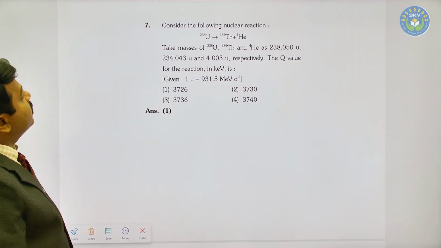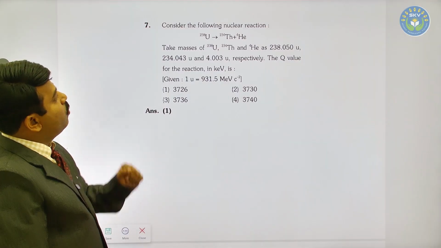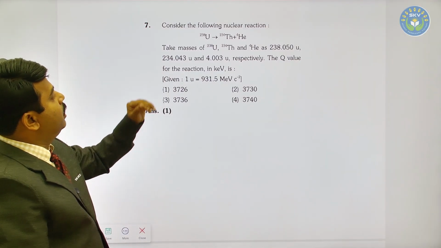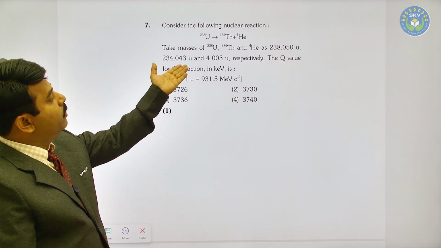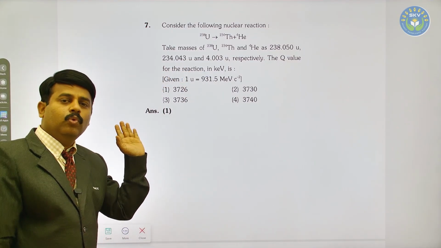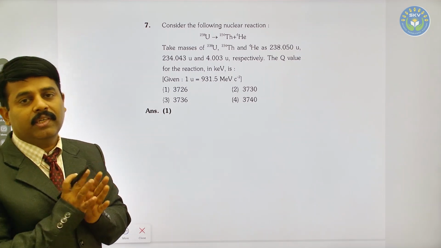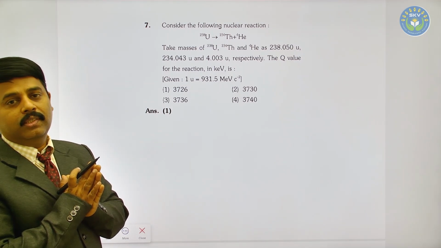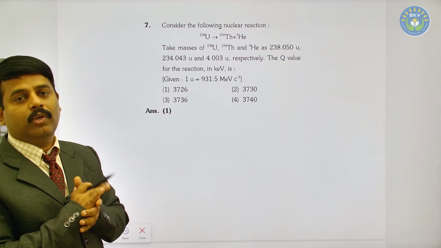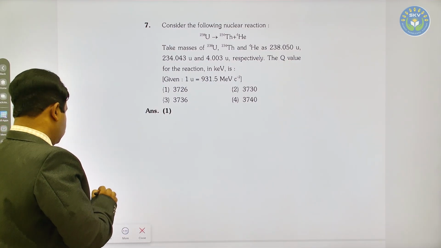Now next is the 7th question. Consider the following nuclear reaction: uranium converted into thorium and helium. Uranium, thorium, helium masses are separately given. Q value. What is the Q value formula? Mass defect into c square, or 1 AMU total energy, right? So how can we write it here?